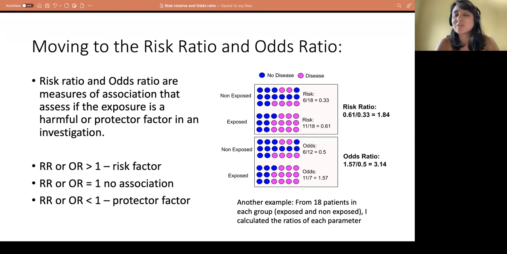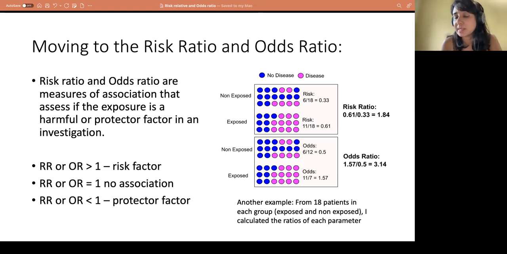So in this case, I would like to share with you another example. For example, we have 18 patients in each group, exposed and unexposed, and I would like to calculate the risk ratio and odds ratio in this case. So, in the first example, I'm calculating the risk ratio. The risk of developing the disease in the exposed group is 11, the total number of patients that develop the disease, the pink circles, divided by 18. Why 18? Because 18 patients were at risk to develop the disease.